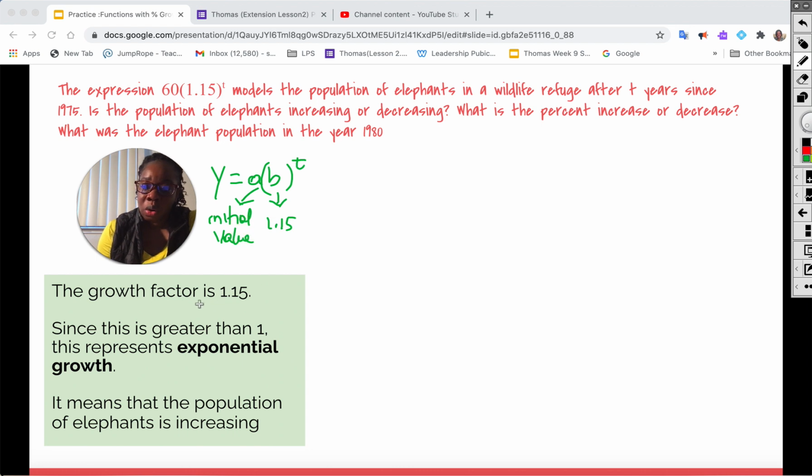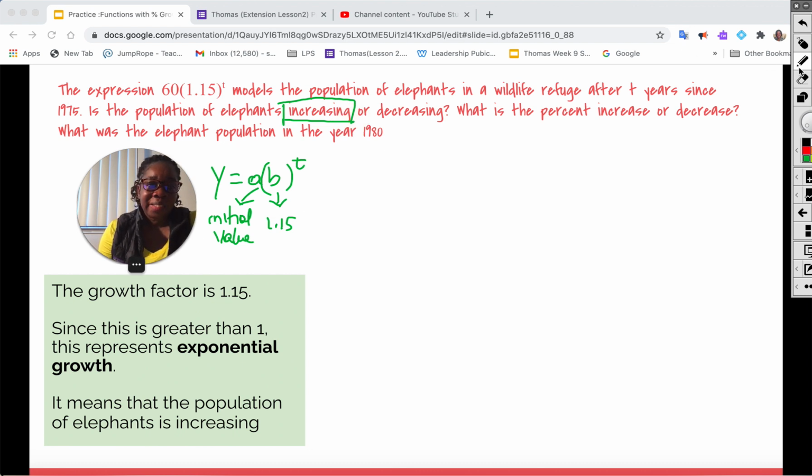So what do we know? Because this is a number that's greater than 1, this is definitely going to represent a growth factor. And so it means the population of elephants is increasing. So that first question is answered. We know it's going to be increasing because you're multiplying by a growth factor that is greater than 1.